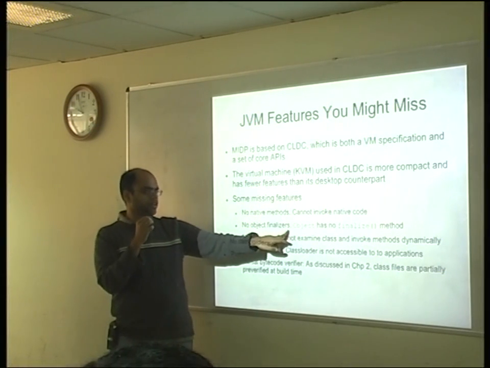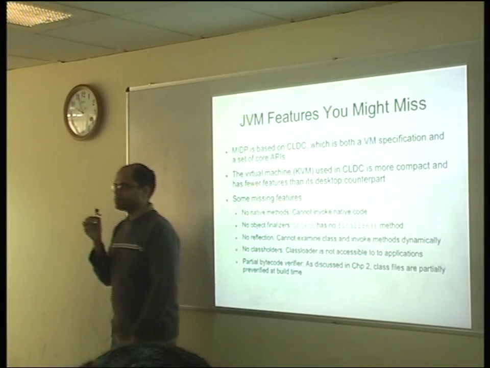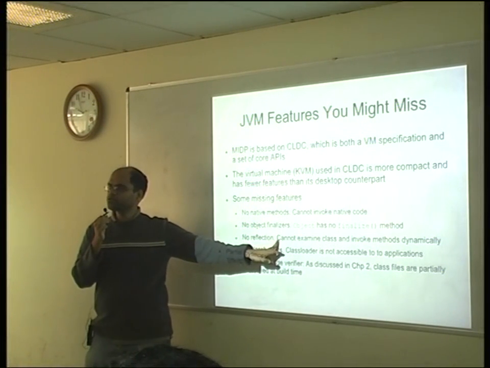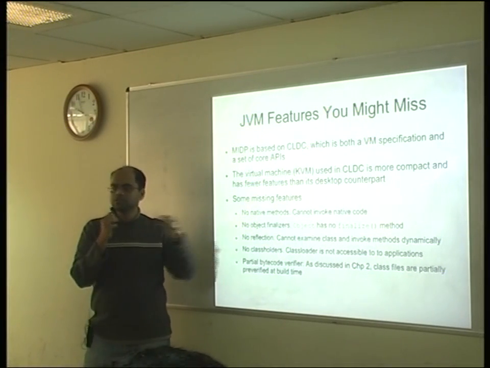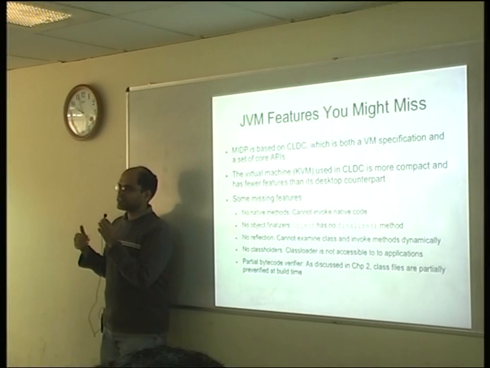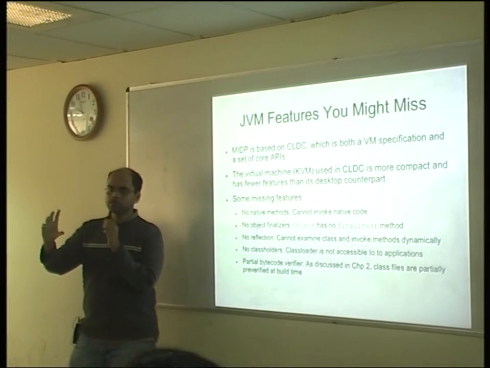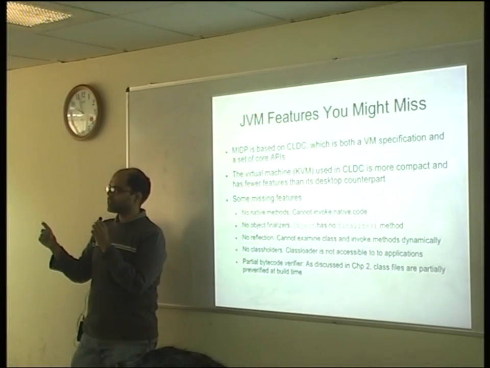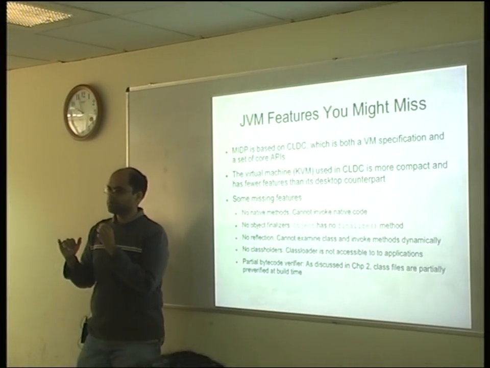There is no object finalizer, so an object does not have a finalize method. That's another thing. There is no reflection. Does anybody know what reflection means? For classes. In Java, the classes can reflect. That means if you don't know what the methods and data types inside a class are, you can use an API to find them out at runtime.